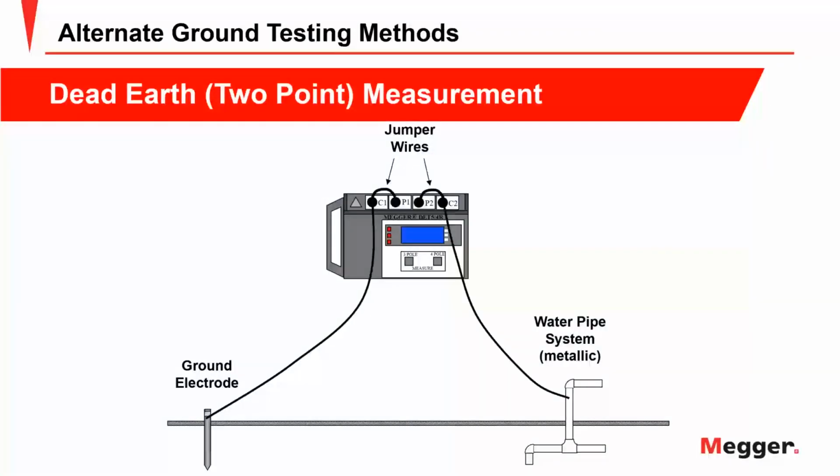And with a dead earth, it's called dead earth because you're going to connect to something, in this case, the water pipe system, which is not part of the electrical system, therefore dead. And it's also called a 2-point measurement for obvious reasons. Now we see here on the older models of test equipment, you can install jumpers to reduce this to a 2-terminal configuration. And so a common method would be to run off of your 2 current terminals by jumpering the potential terminals to them.